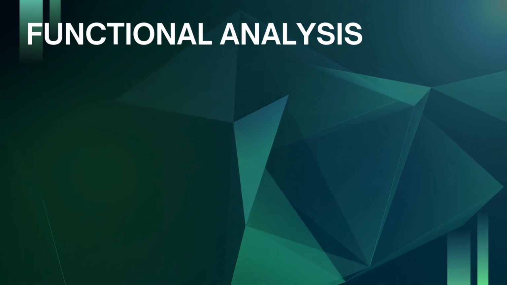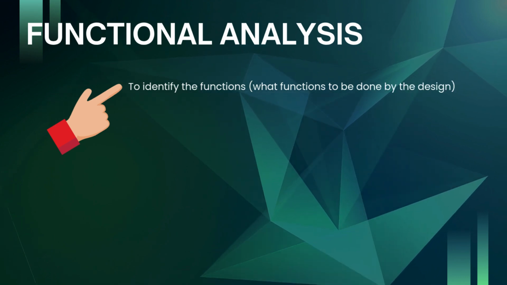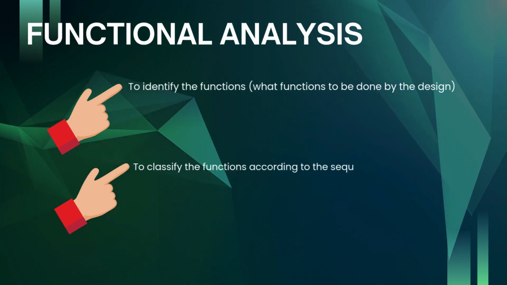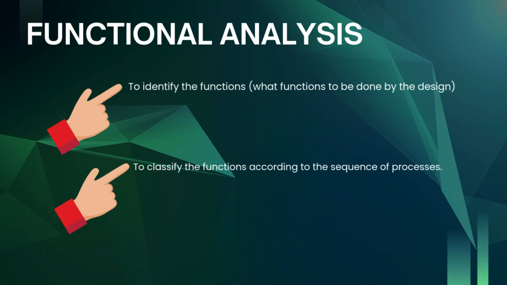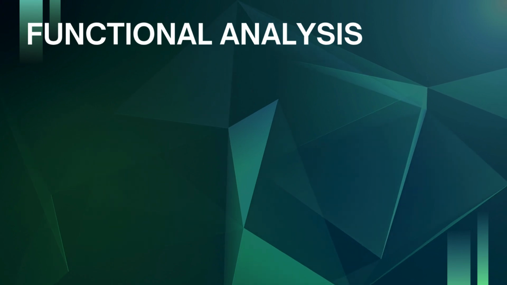To do the functional analysis, two steps to be considered are: identify the functions to be done by the design, and classify the functions according to the sequence of processes. This is some example of functions and how functional analysis looks like.